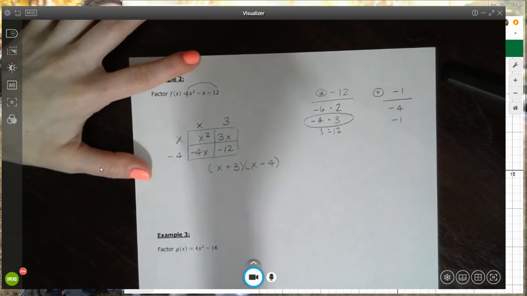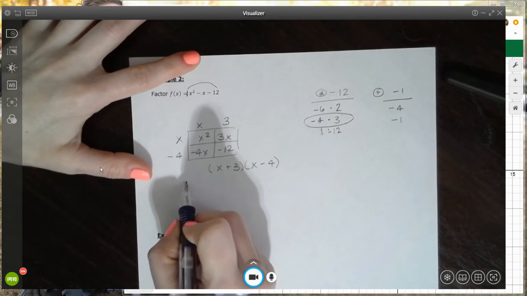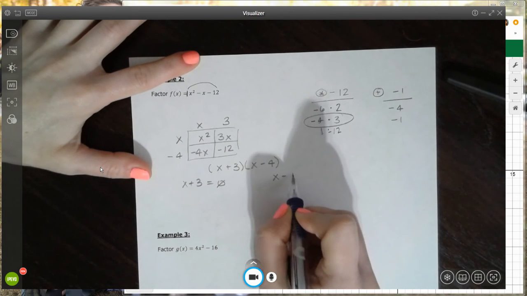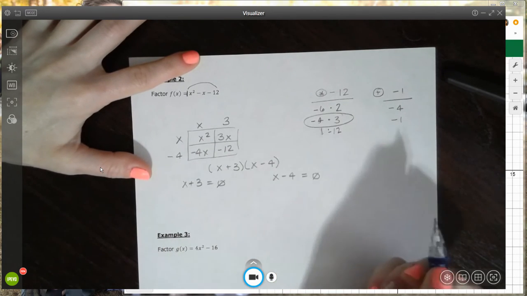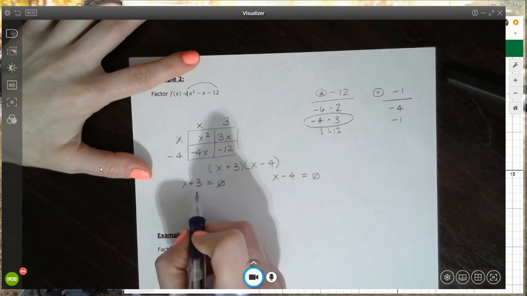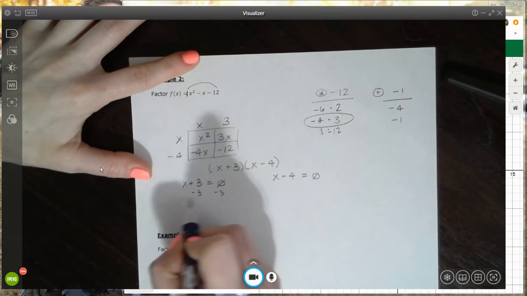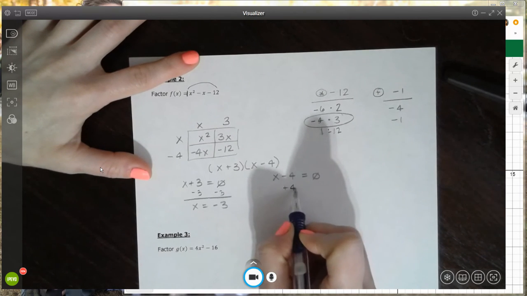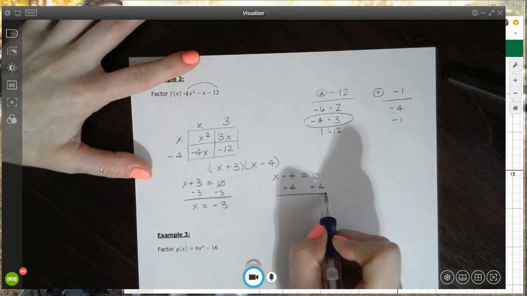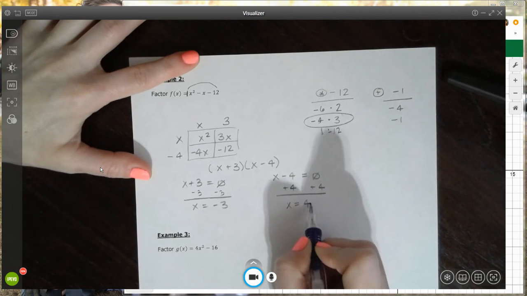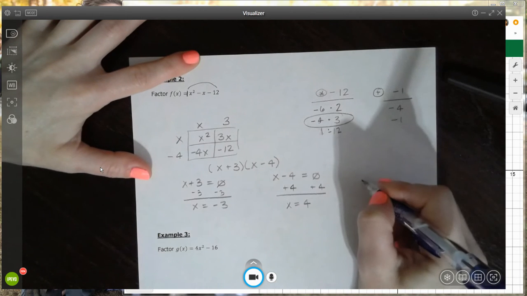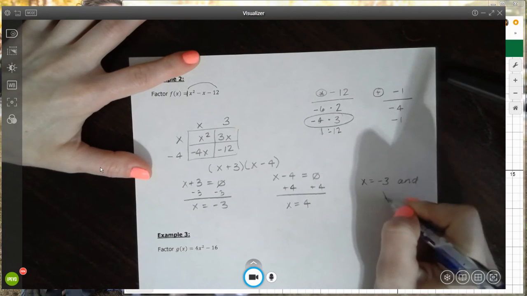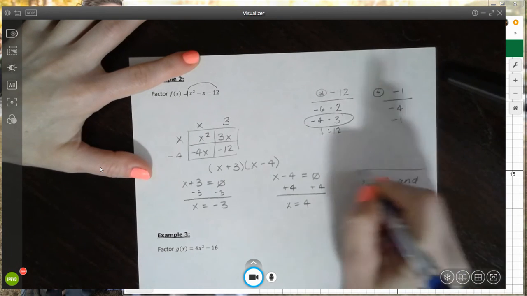And I'm going to set both of those things equal to 0. So x plus 3 might be the thing that's 0, or x minus 4 might be the thing that's 0. And I'm going to solve for x. This is the same as before. This time I'm adding 4 to both sides. So my roots are x equals negative 3 and x equals positive 4.